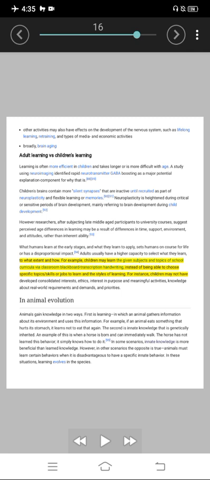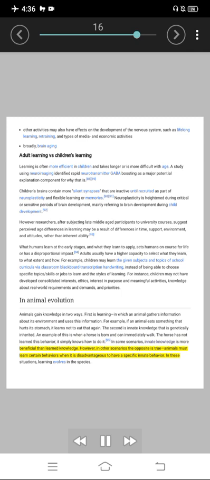First is learning, in which an animal gathers information about its environment and uses this information. For example, if an animal eats something that hurts its stomach, it learns not to eat that again. The second is innate knowledge that is genetically inherited. An example of this is when a horse is born and can immediately walk. The horse has not learned this behavior, it simply knows how to do it. In some scenarios, innate knowledge is more beneficial than learned knowledge. However, in other scenarios the opposite is true.